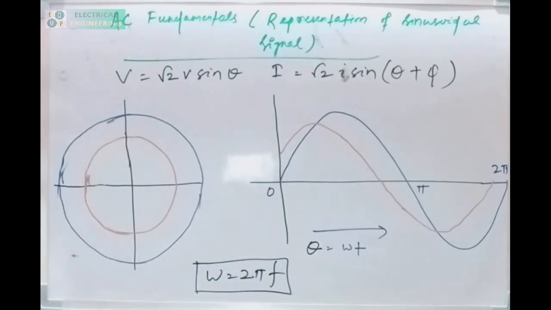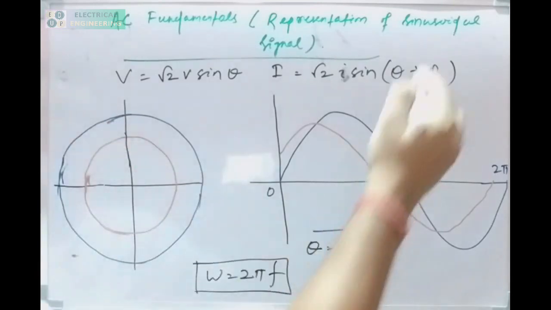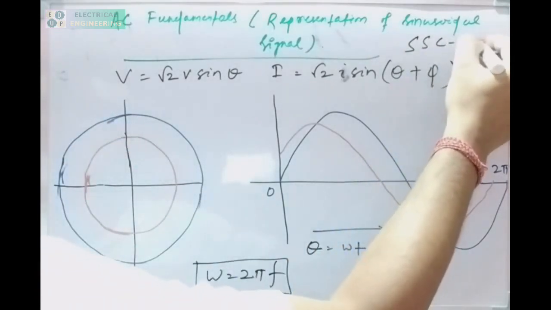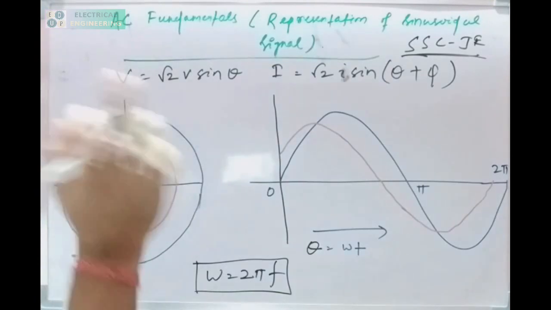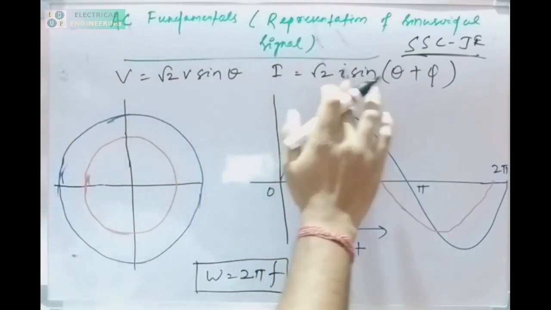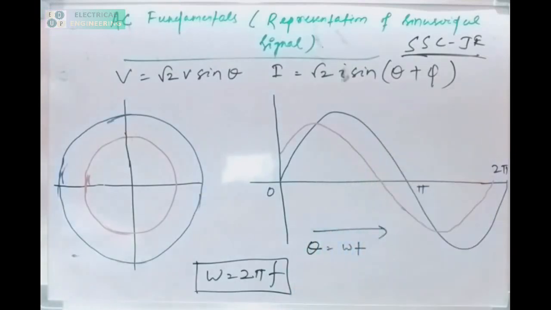For detailed studies, you can send us a request on any of the social media platforms, any of the channels. For SSC JEE, I'm giving you brief descriptions of the concepts here. Just remember everything I'm saying right now. So we can represent V as root 2 V sine theta and I as root 2 I sine(theta plus phi), where phi is the phase difference.